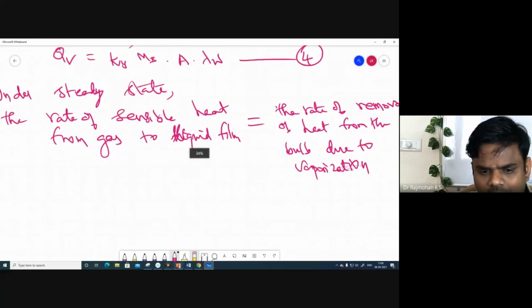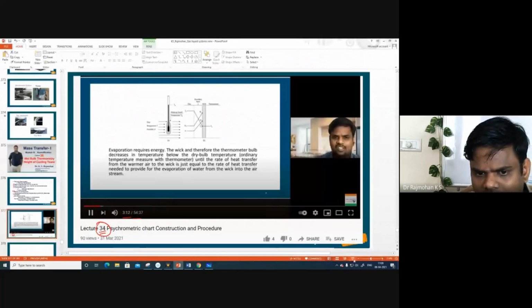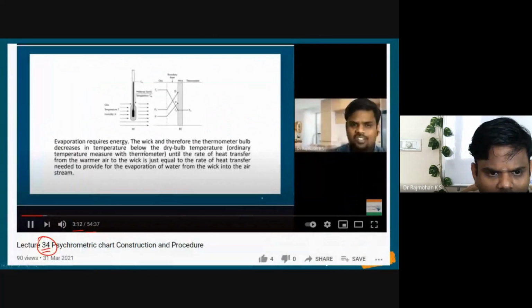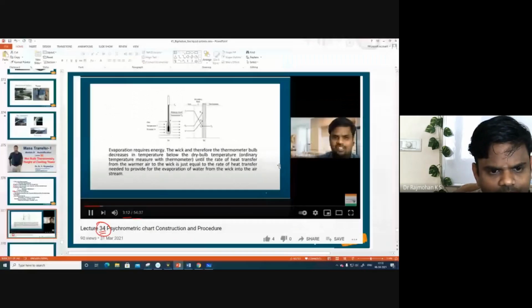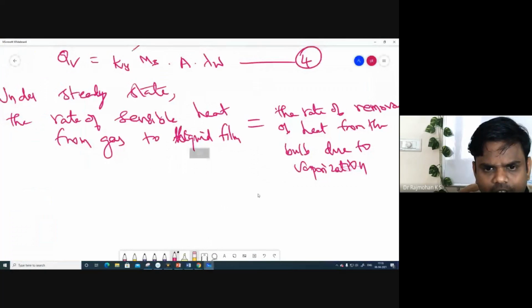This is what we have explained in the PPT also. You can see that the evaporation requires energy, so the wick, and therefore the thermometer bulb, decreases in temperature below the dry bulb temperature until the rate of heat transfer from the warmer air to the wick is just equal to the rate of heat transfer needed to provide for the evaporation of water from the wick into the air stream. So that's what we have written again.